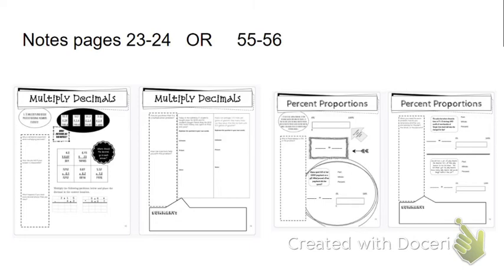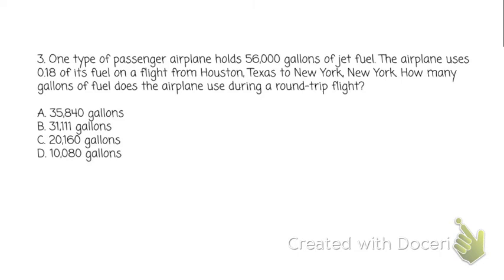All right, the next problem, it's a pretty tough problem. It's a lot of big numbers, but I'm going to show you 2 strategies to solve this. You could find them if you use the multiplying decimals method on 23 and 24, or if you use percent proportions, you go to 55 and 56. All right, so one type of passenger airplane holds 56,000 gallons of jet fuel. The airplane uses 18/100ths of its fuel on a flight from Houston, Texas to New York, New York. How many gallons does it use during a round trip?